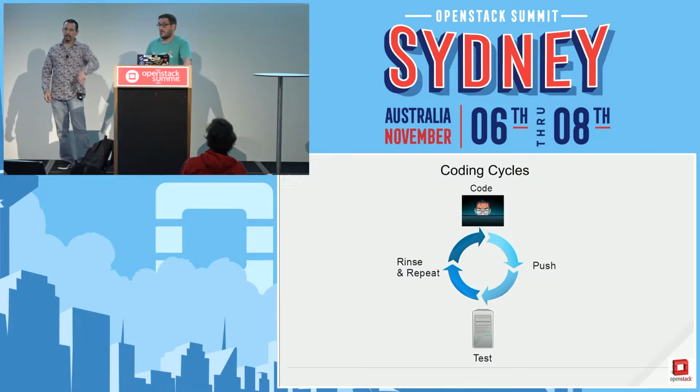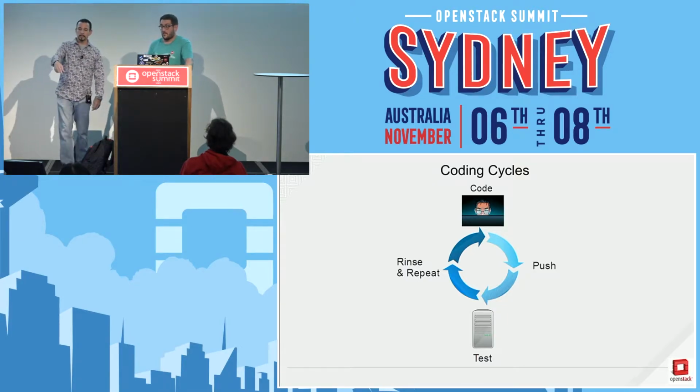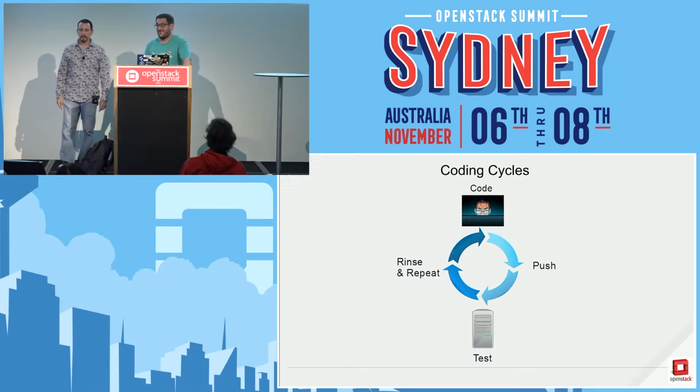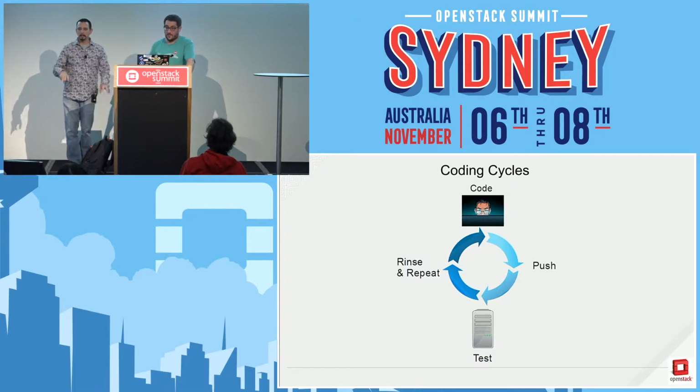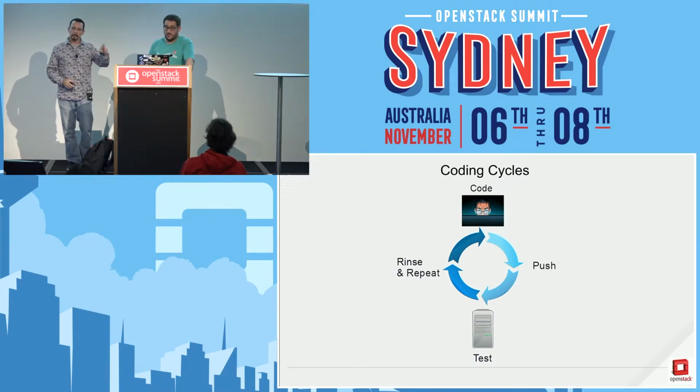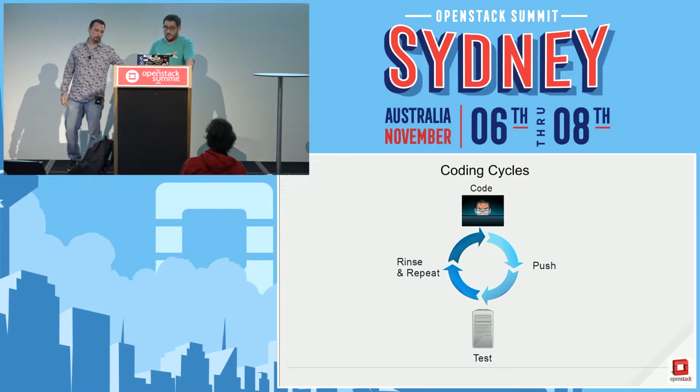So here's a basic diagram, right? Somewhere in there should be some unit testing too. I didn't put that in the graph. I should have. But it's a circular thing. You write a little code, you push it to a server, it's broken, you try it again, iterative process over and over.